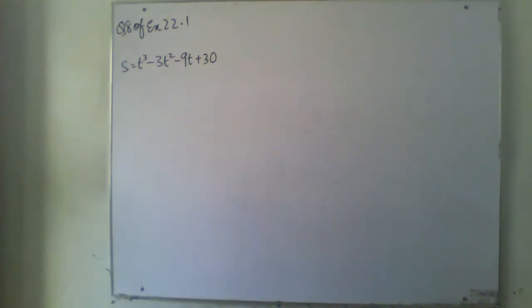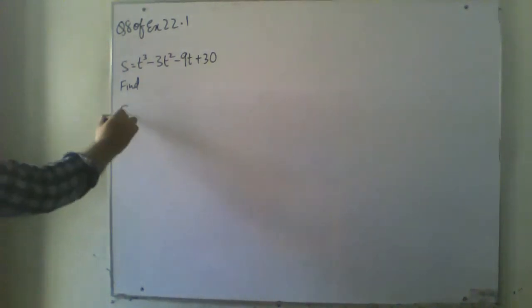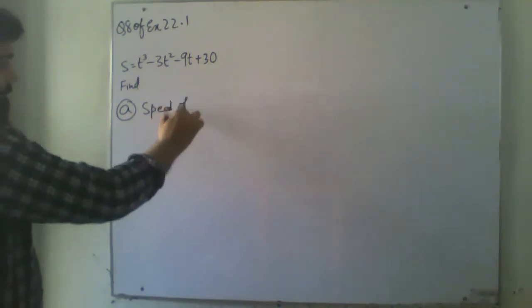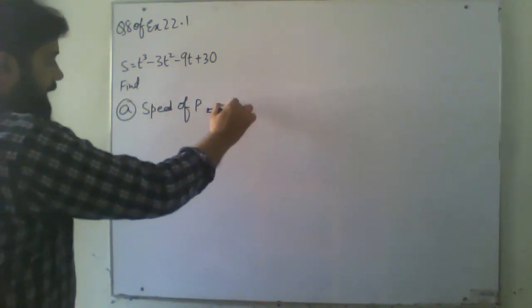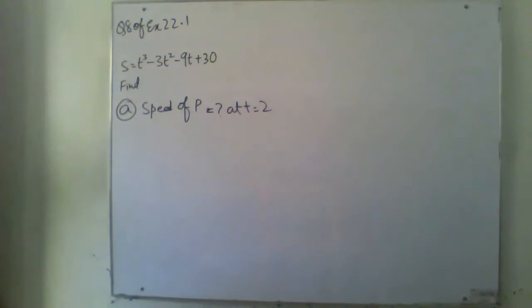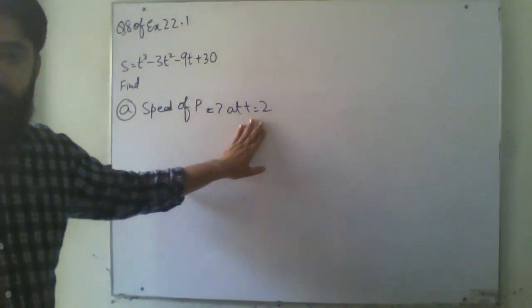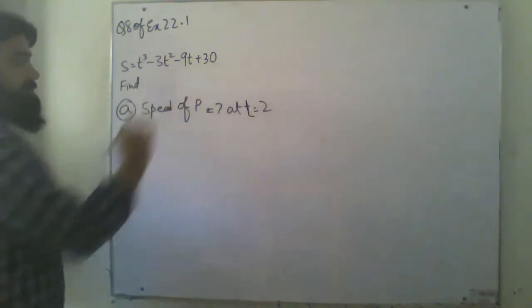And they are saying that we have to calculate, in part a, the speed of the particle. I have to find the speed of the particle at t equals 2 seconds. And they are giving us the displacement equation.